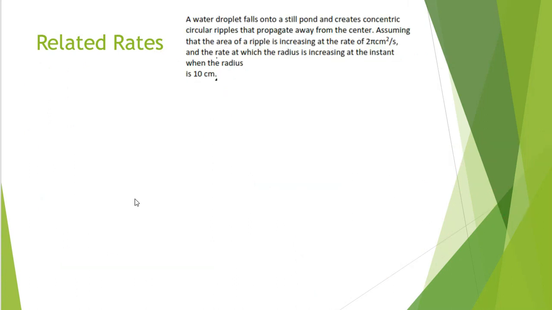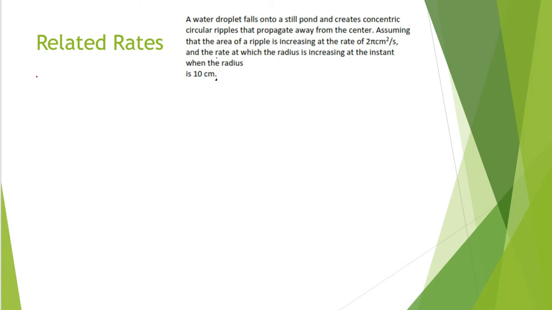Our last example na makikita sa inyong module: a water droplet falls onto a still pond and creates concentric circular ripples that propagate away from the center. Assuming that the area of a ripple is increasing at the rate of 2 pi centimeter squared per second, find the rate at which the radius is increasing at the instant when the radius is 10 centimeter.